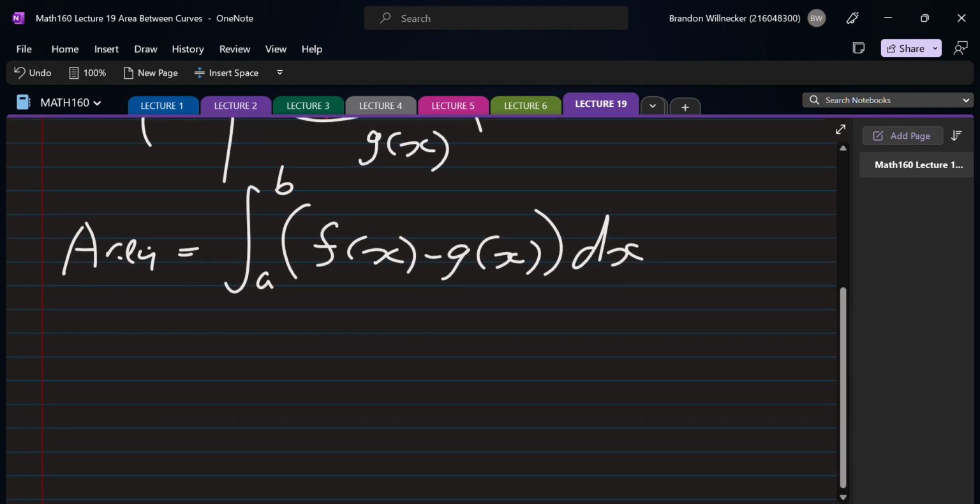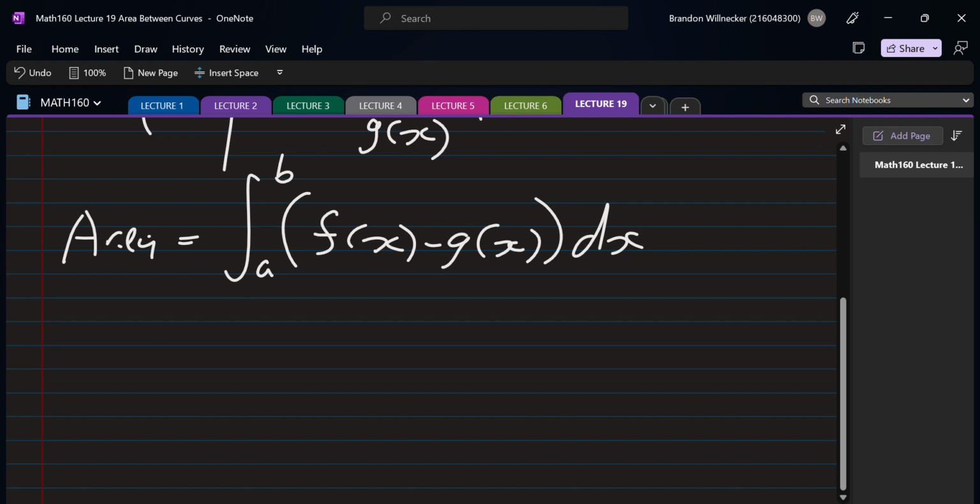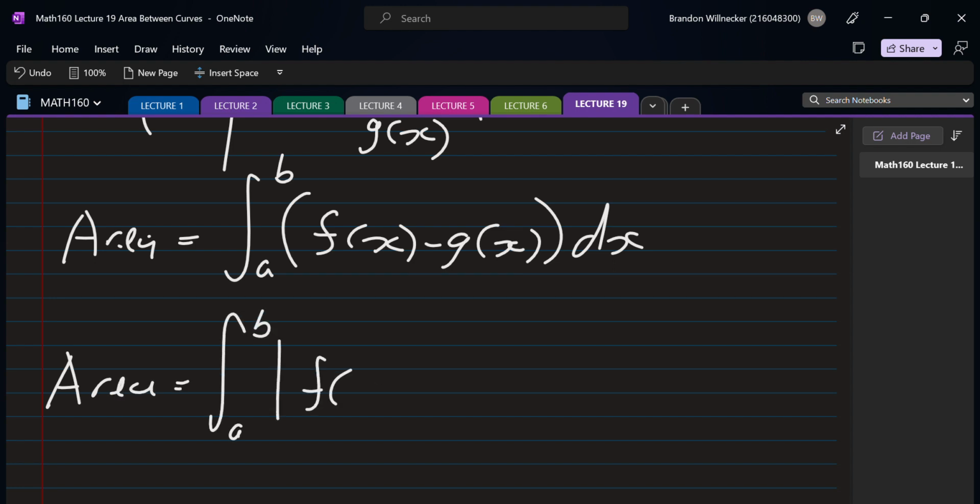So in that case, we don't say f minus g because we don't know the correct order. We say area is equal to the integral from a to b, absolute value, f of x minus g of x, absolute value there, dx. The absolute value takes care of that possible minus sign. So here, if you swap f and g, because of the absolute value, the answer remains positive, and we get the right answer.